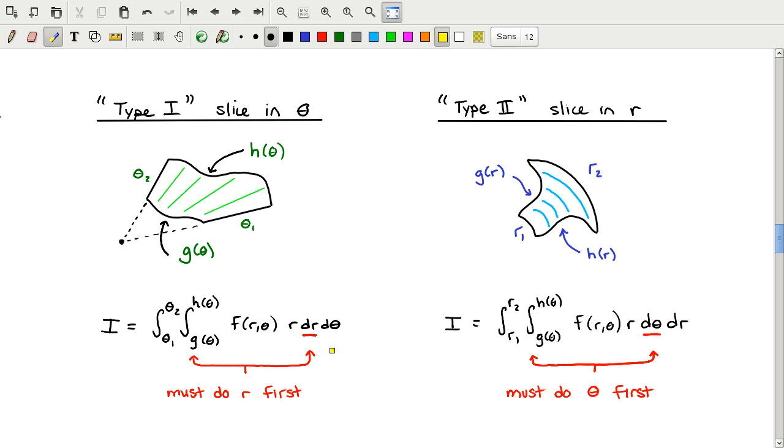And we can write that down on our integral bounds. r goes from g of theta to h of theta, theta goes from theta 1 to theta 2, r dr d theta, and we're careful that our r bounds correspond to r being on the inside.